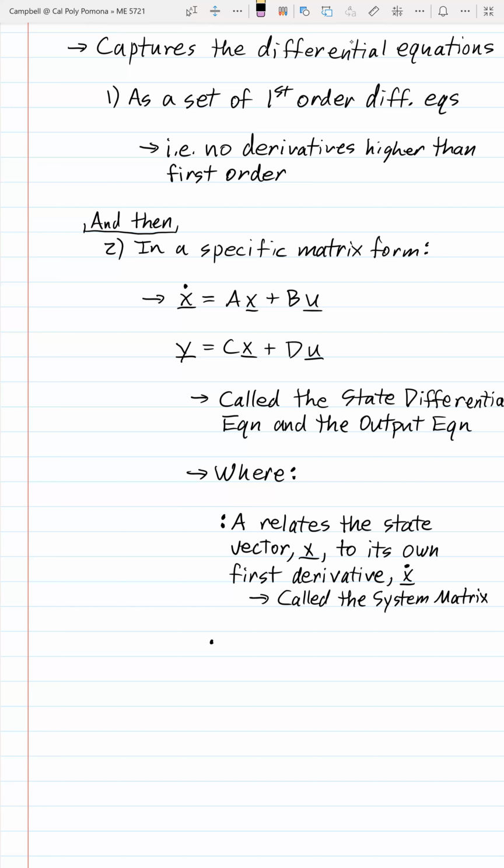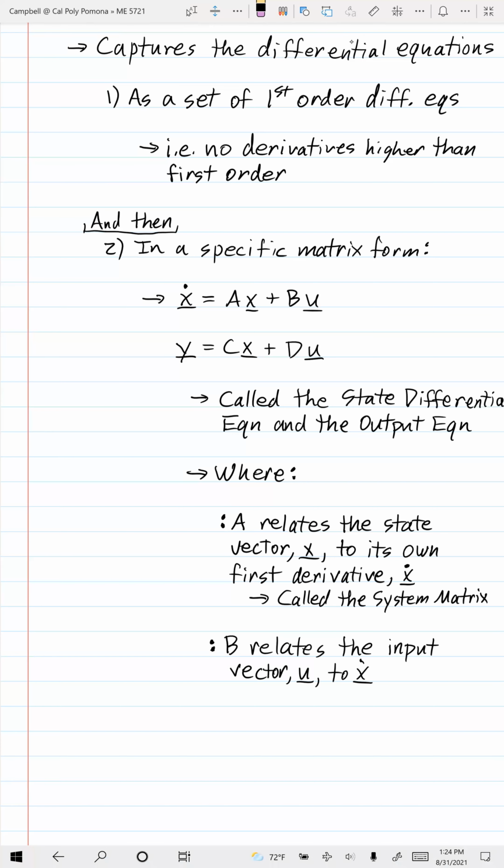B, of course, relates what is called the input vector U to the derivative of the state vector X dot. This is called the input matrix.